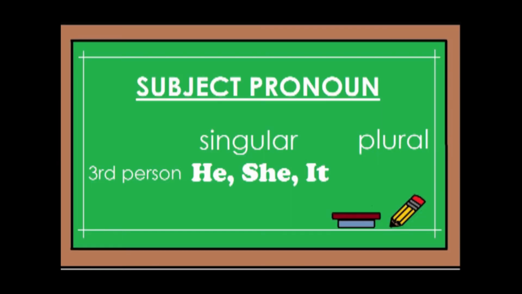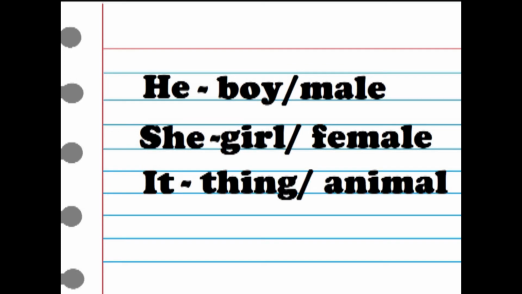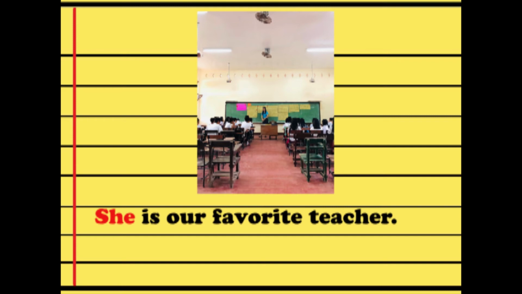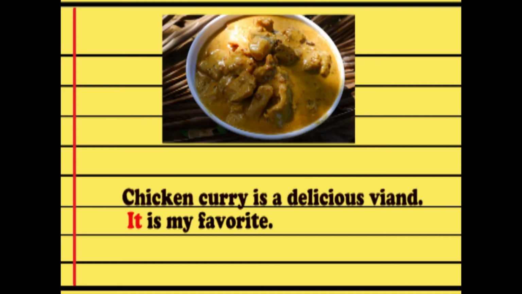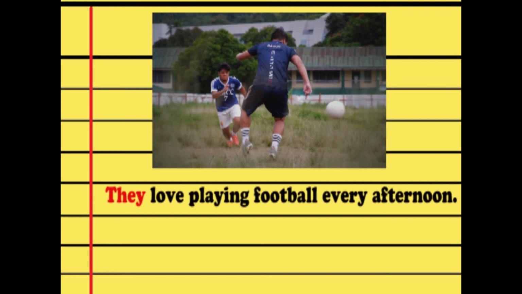For the third person singular, we have he, she, and it as subject pronouns. We use he for boy or male, she for girl or female, and it for a thing or animal. For example, he walks on a pedestrian lane. She is our favorite teacher. Chicken curry is a delicious viand. It is my favorite. For the third person plural, we use they. For example, they love playing football every afternoon.